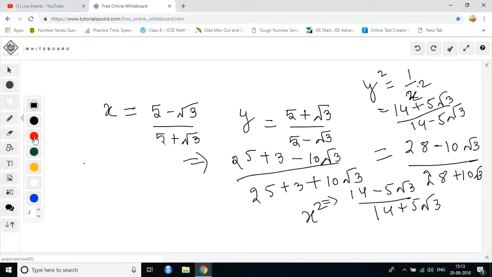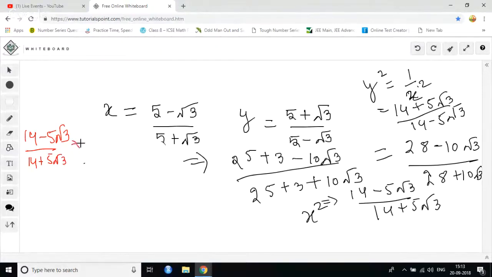So now look at here. The value of x square is how much? Value of x square is 14 minus 5 root 3 divided by 14 plus 5 root 3. And you add here, sorry, you subtract here. This is subtraction. X square minus y square you have to do.